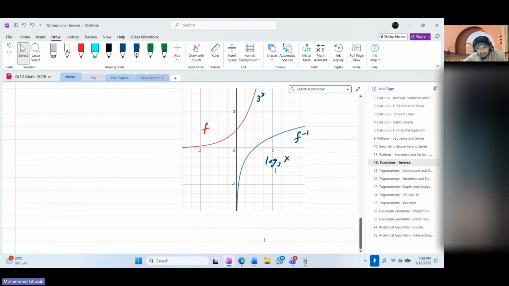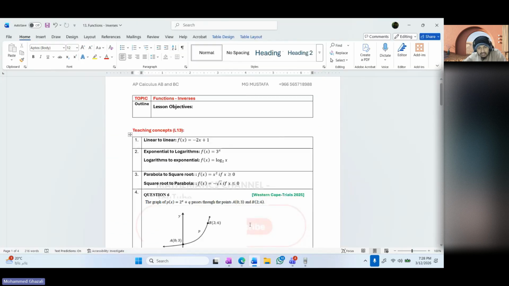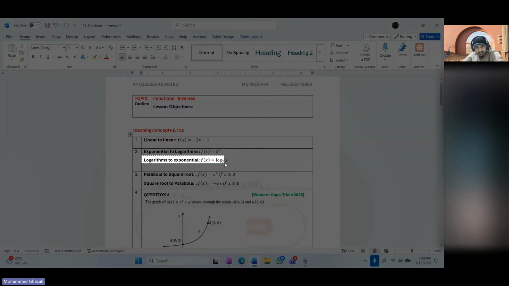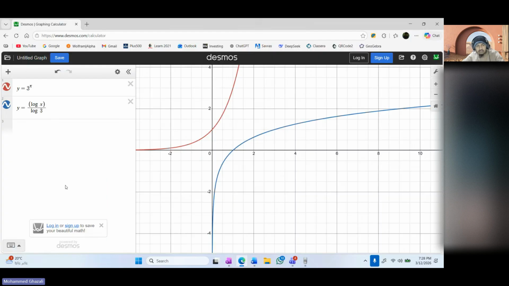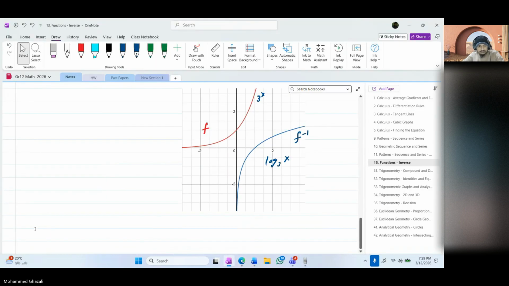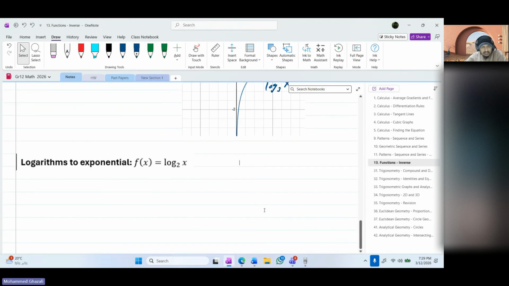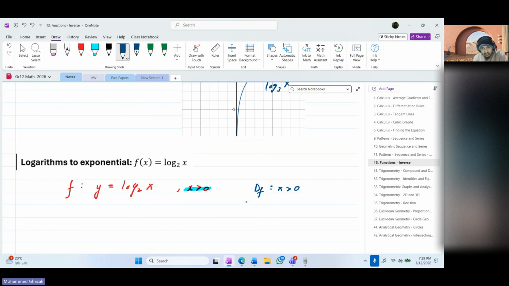All right, great. Let's move on to the next type of function. What happens if I have a log function? Then obviously the inverse of a log function is an exponential. For the second part, I have log x base 2. Let's find the inverse of this function. Say f is the function y equals log x base 2. Remember, x has to be positive. That's also the domain of f: x is greater than 0.